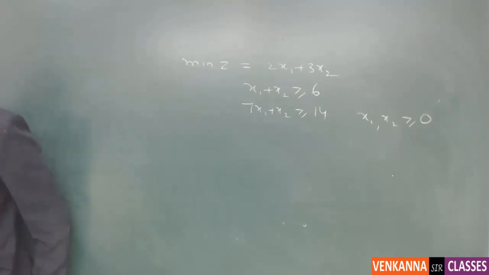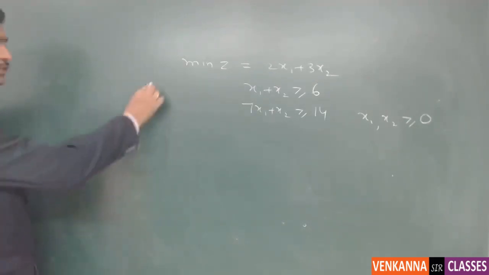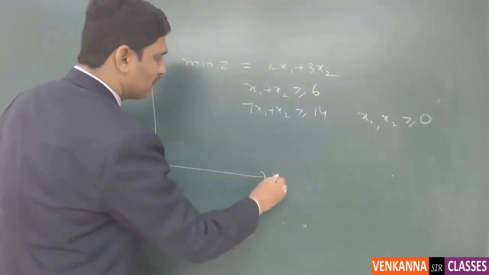I think you are able to draw the graph for it. Accepted? Can you? Say. Are you with me? Fine. So let us draw the graph x1 and x2.